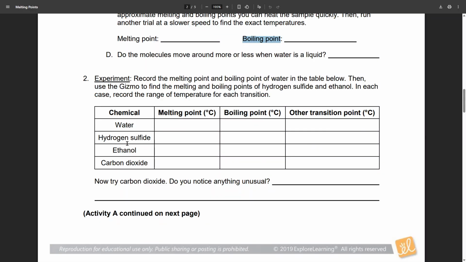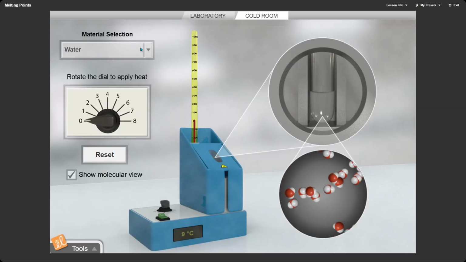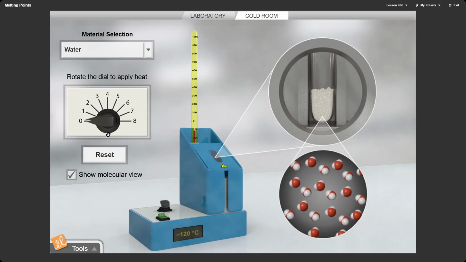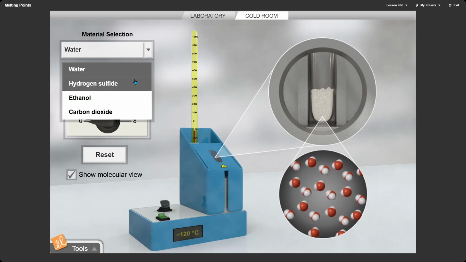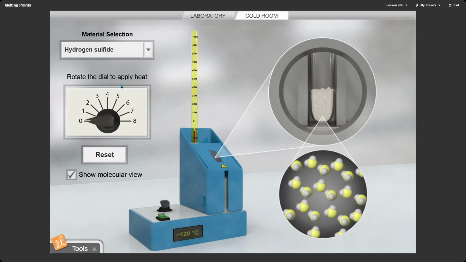So I'll help you out with the next one, and then you can do the ethanol and carbon dioxide on your own. So, hydrogen sulfide. You go up here on the little drop down box. Make sure you hit reset because it won't let you change it if it's going. Pull down to hydrogen sulfide. You can keep the molecular view on or off. It's up to you. Again, you want to start heating it.